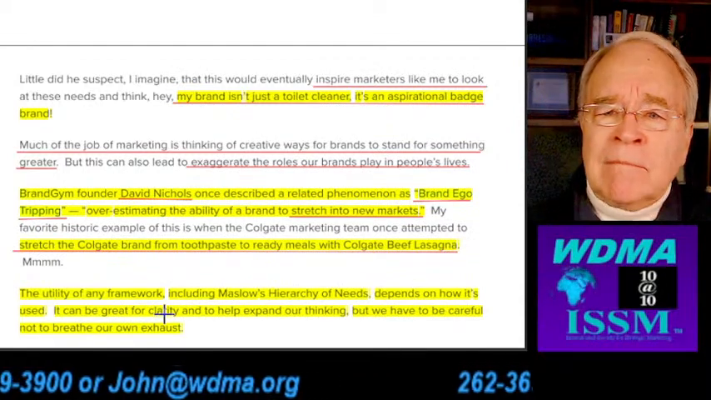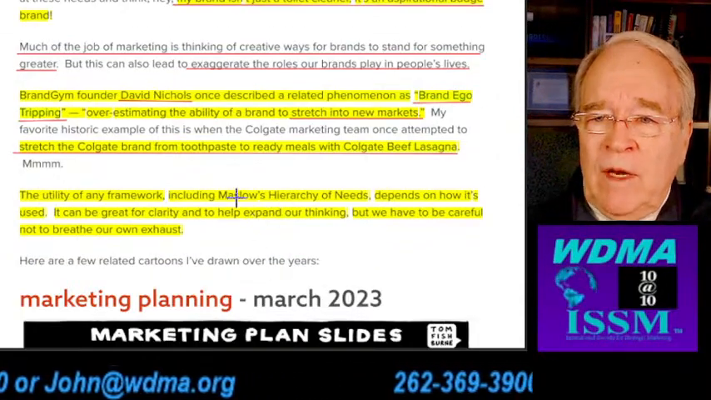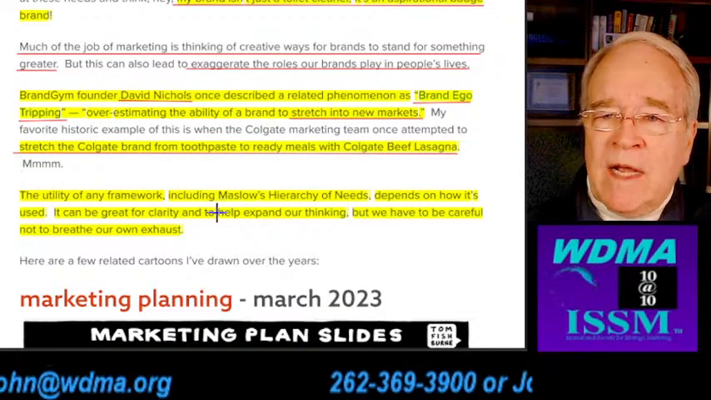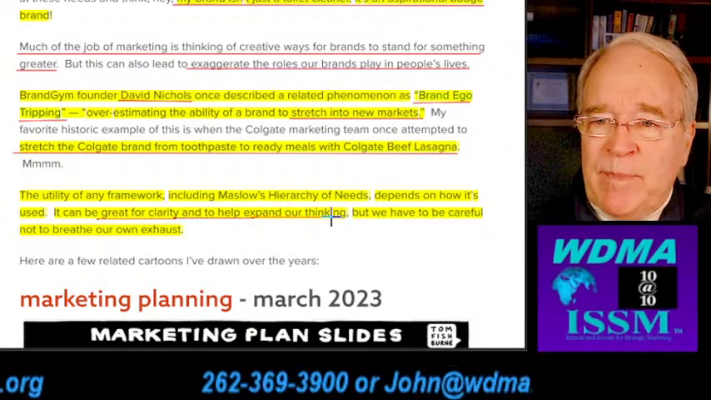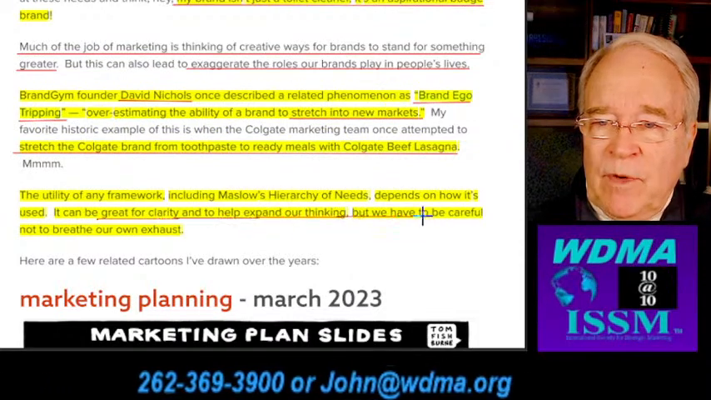So anyway, the utility of any framework, including Maslow's hierarchy, depends on how it's used. It can be great for clarity and help expand our thinking, but we have to be careful not to breathe our own exhaust.